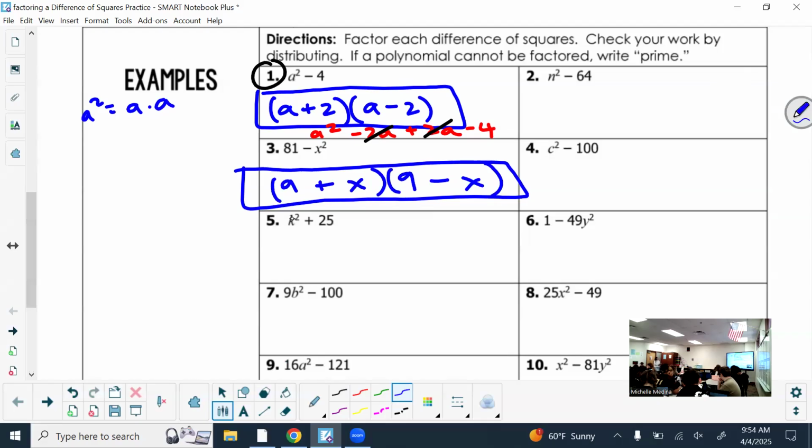All right, so number 5, first, check to see, is it a difference of squares? Is it a 2-term expression? Is it a difference? Is it a minus sign in between them? So it's not a difference of squares. I'm gonna abbreviate, not a difference of squares.